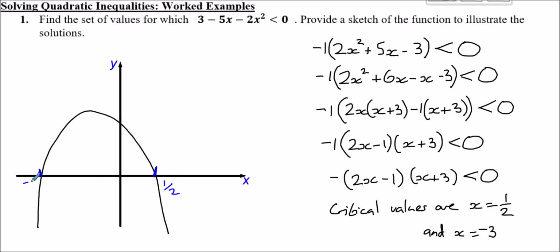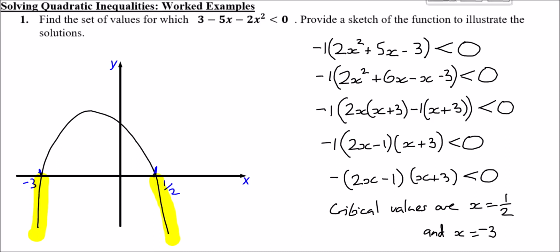So I can label these in. So we're after where this function is less than 0. Now this is where the sketch comes into its own. This is essentially where this curve lies below the x-axis, where the y is a negative value. So we can see here there's going to be two strands to this. One is where x is going to be less than -3. The other bit is where x is going to be greater than 1/2.